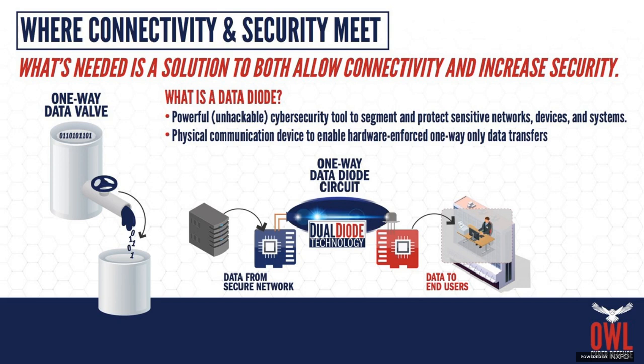If you think of a one-way data valve, where data can only move in one direction, that's really what a data diode is. Water can only go through a valve in one direction, and you've got data that can only move through a data diode in one direction. It can scale up. It's used to segment and protect sensitive networks. Anything behind it can't be reached. And you've got a physical layer there that's enabling a hardware-enforced one-way only transfer.